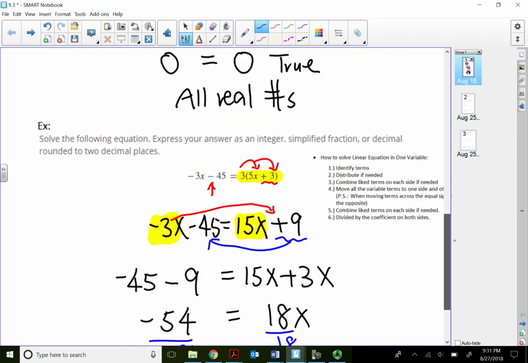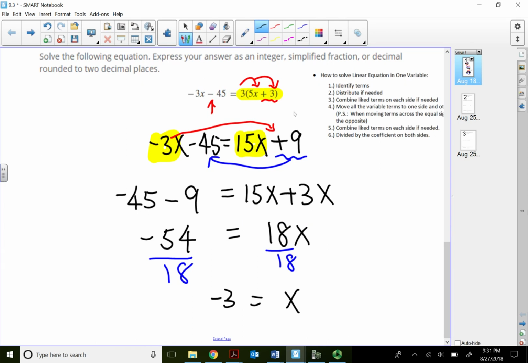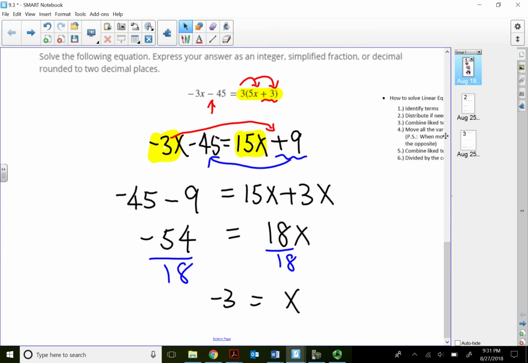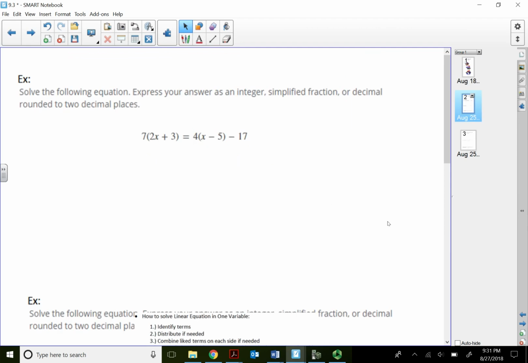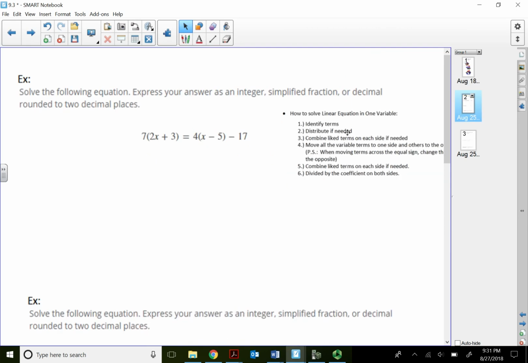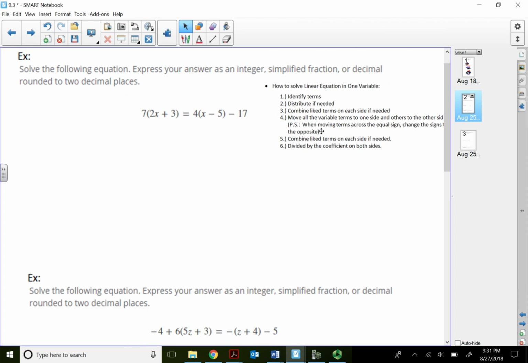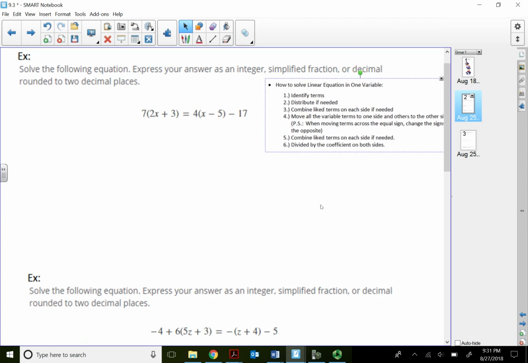Alrighty. I got a few more for us to go over, just a little bit different variety of these problems. A lot of them are very similar. As long as we follow the 6 steps, I think we'll be okay.